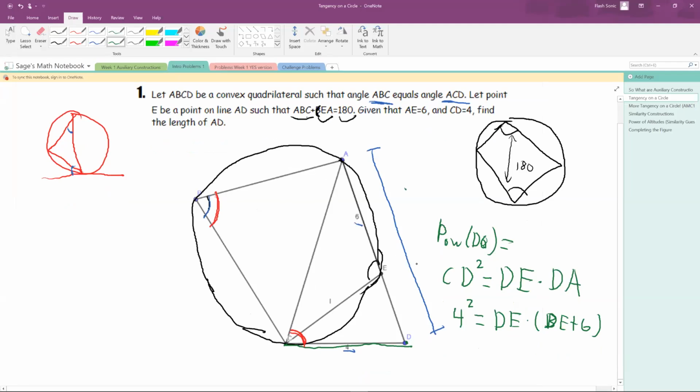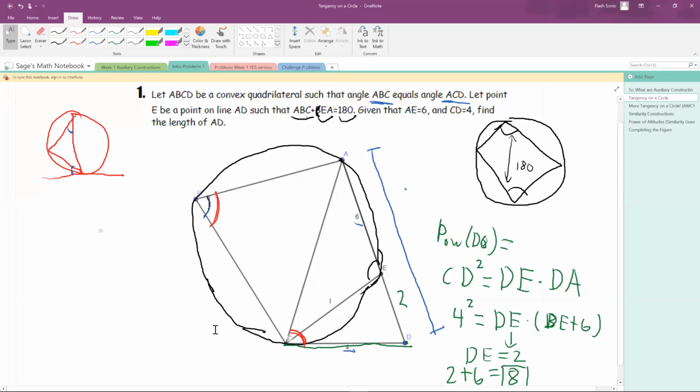And then finally, if we solve for DE, which we can do with the quadratic formula or something, then we can get that DE is equal to 2. From here, since we know DE is equal to 2 and EA is equal to 6, we can get that 2 plus 6 is equal to 8, which is our final answer.